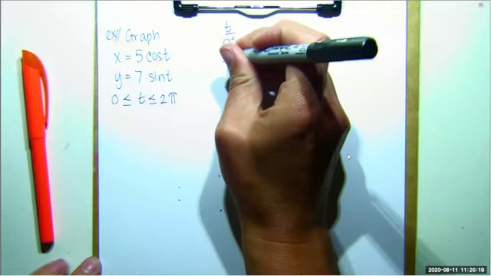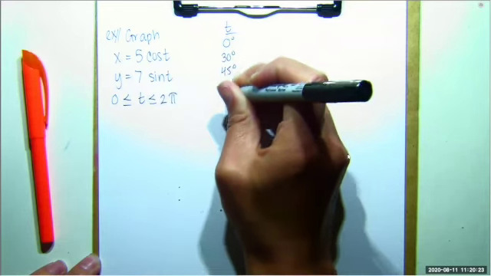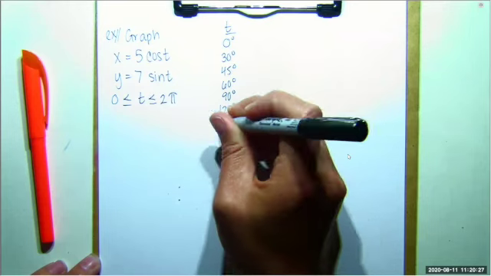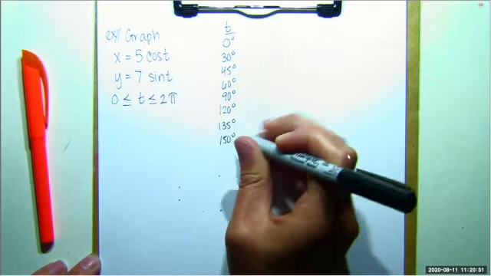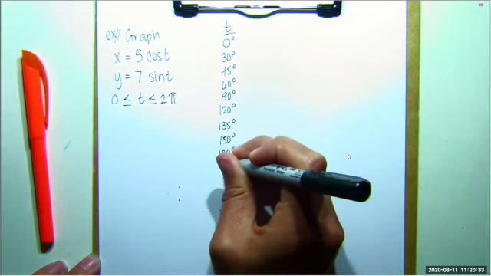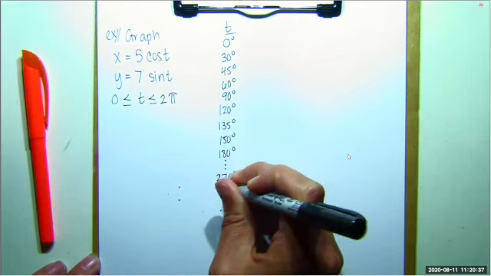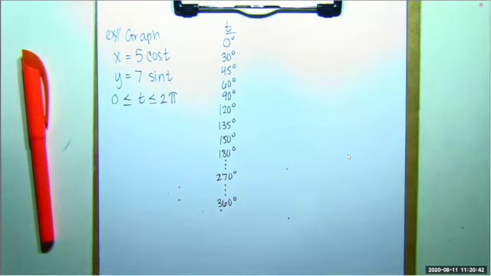So we'll do 0, 30, 45, 60, 90, 120, 135, 150, 180. Then by the time we get to 180, we're going to see the pattern, so I'll put dot, dot, dot. We'll jump to 270, our next quadrantal, and then we'll jump to 360, which is 2 pi. So we'll see the pattern here.